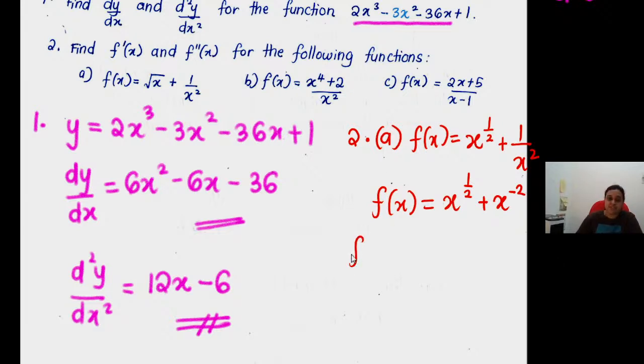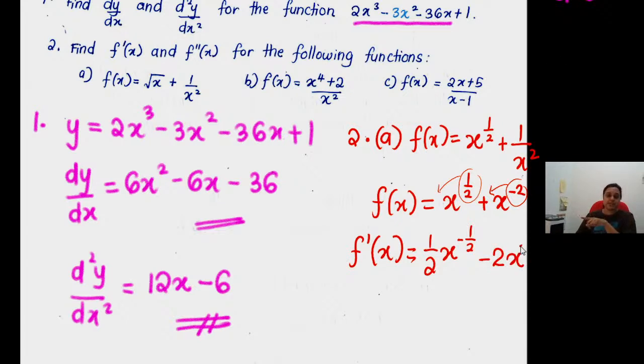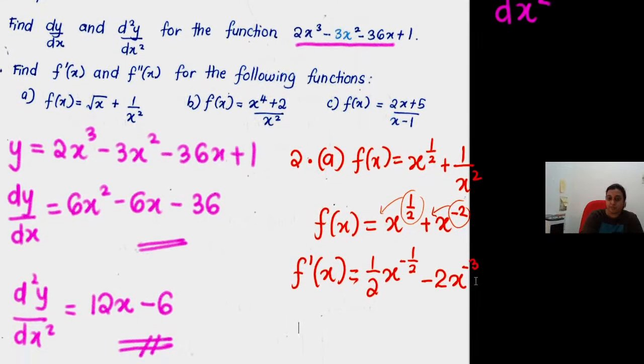Now you differentiate one time, so you put f prime. Bring the 1 over 2 in front, so 1/2 x^(1/2 minus 1), which is x^(-1/2). Here negative 2 goes in front, so it becomes minus 2 x^(-2 minus 1), which is x^(-3). So far following, I'm just doing the basic differentiation only. So this is your answer for f prime.